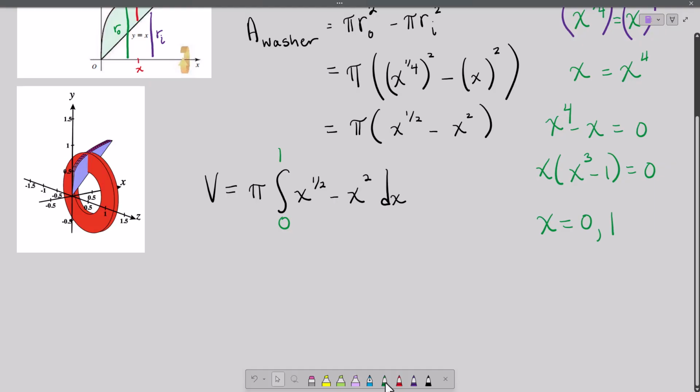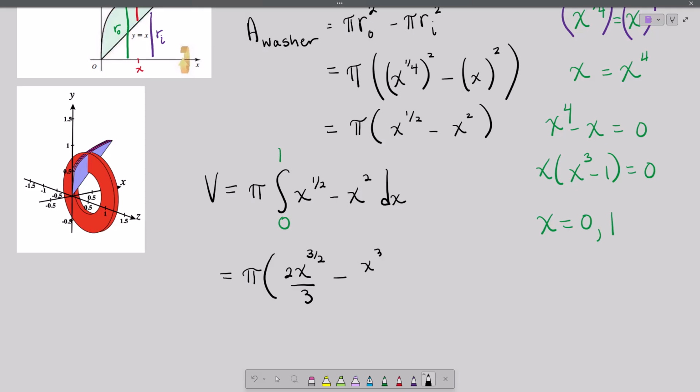And then we can do our typical power rule stuff. Add 1 to the exponents. We're going to add 2 over 2 to get 3 over 2. Divide by 3 over 2 means multiply by 2 over 3. And then x to the 3 divided by 3, evaluated on the interval 0 to 1.